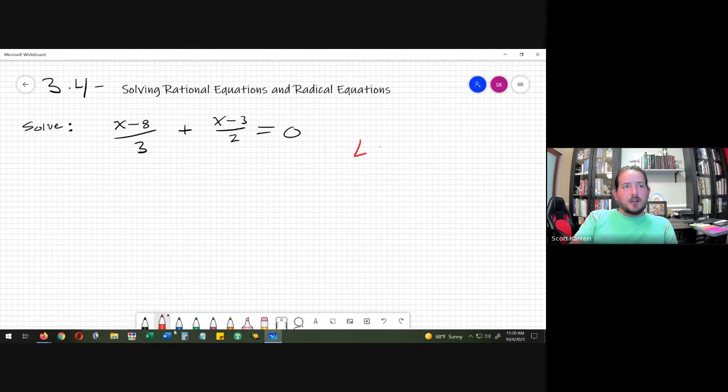My lowest common denominator here is going to be 6. It's a 3 here, a 2 there. The lowest common denominator is the smallest number that is divisible by all of the denominators in the problem, and that is 6 in this case.